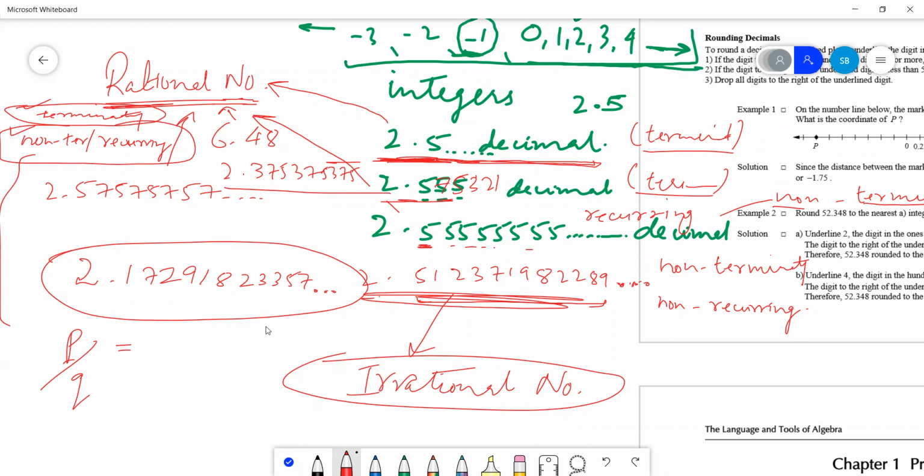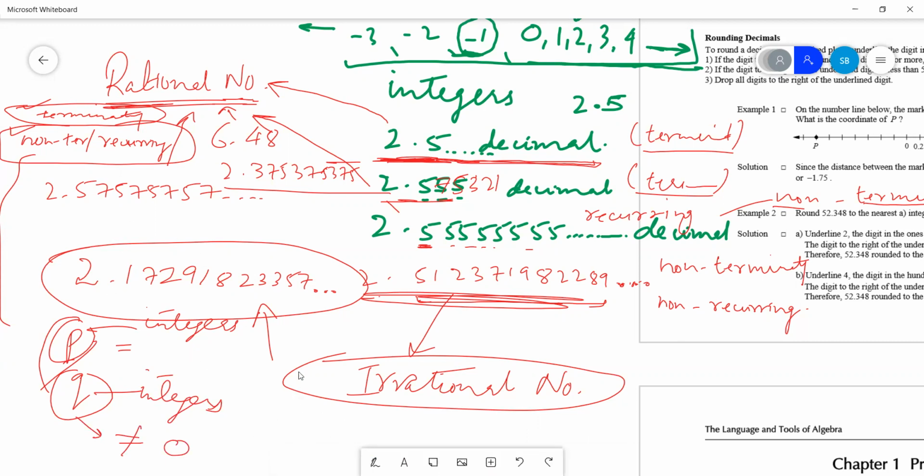But this irrational number, which is having randomness, cannot be expressed as a fraction. As simple as that. Irrational numbers cannot be expressed as fractions. No way possible. But p and q, the numerator and the denominator of a rational number, should be integers, complete numbers. And q cannot be zero.